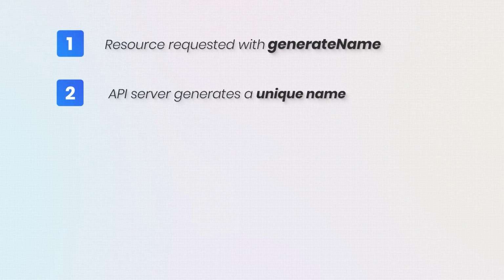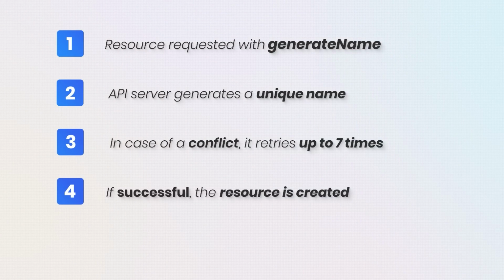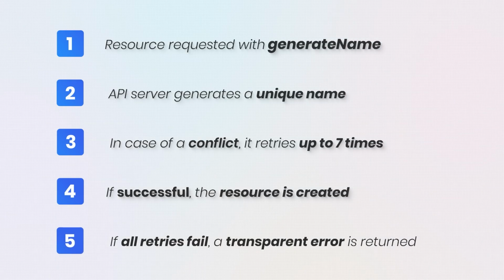So how does it work? A resource is created using generate name, and if the generated name conflicts, the API server retries with a new name up to 7 times. And if all retries fail, the request returns an error, ensuring transparency in the process. This retry mechanism achieves the same low conflict probability as extending the suffix length to 11 characters without breaking existing setups.